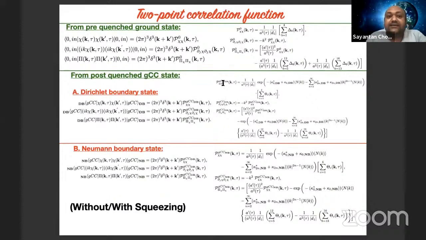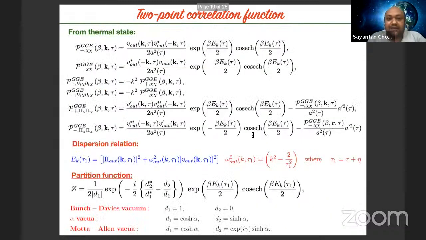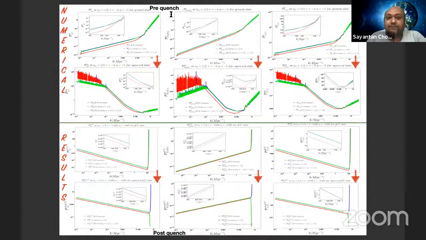Now, finally, these are the 2-point functions. Since we know the state, we can calculate the 2-point functions for different contributions like the ground state, the post-quench states, and the thermalized states. The expressions are very complicated, but I'm going to explain with a plot, then you will be able to understand. So this is the expression for the 2-point function for the thermal state. So these are the plots. This is for pre-quench. We have plotted the chi-chi correlation, del chi-chi correlation, and pi-pi correlation. Pi-pi means the momenta, for the pre-quench and post-quench states.